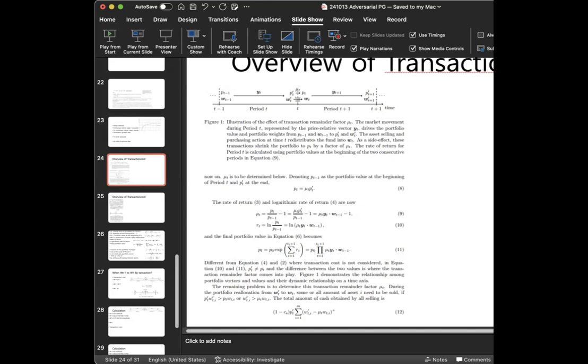Which equation is it that you're not sure why they're using it that way?